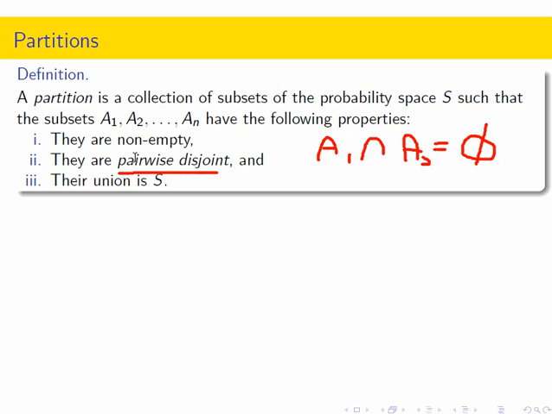And the last thing is that the union of all these subsets has to be the entire probability space. That will mean that no matter what I pick in the probability space, what outcome I pick from the probability space, I'll always be able to find it in one of these subsets. It'll be somewhere in here. I don't know which one necessarily, but I know that it'll be part of one of the subsets of the partition.